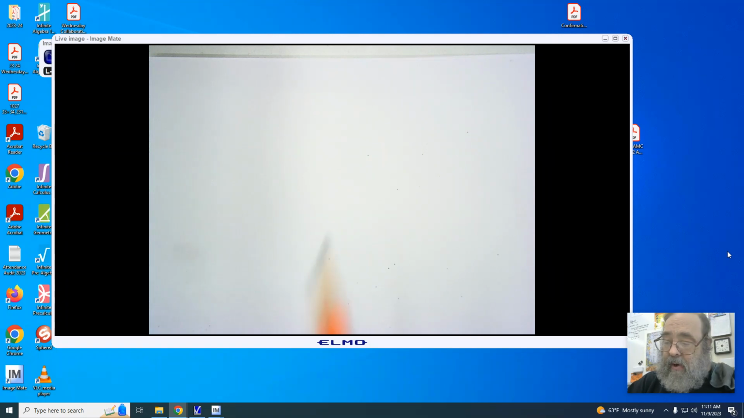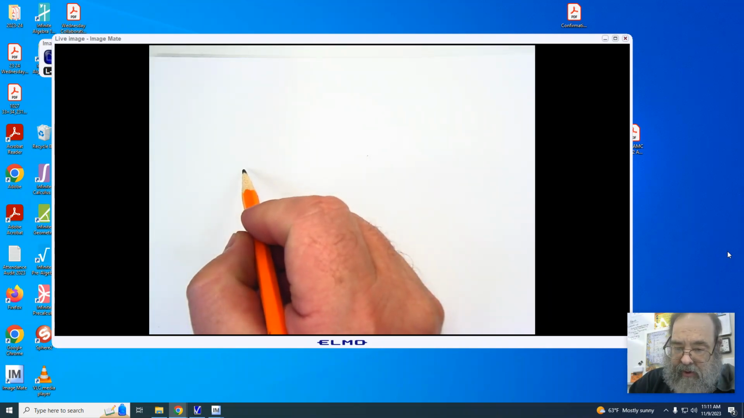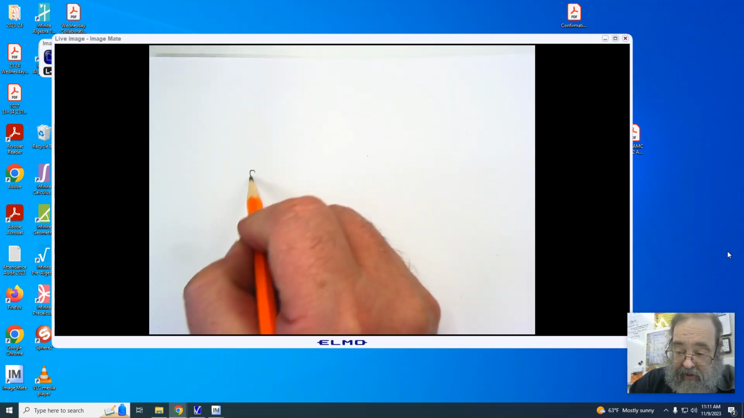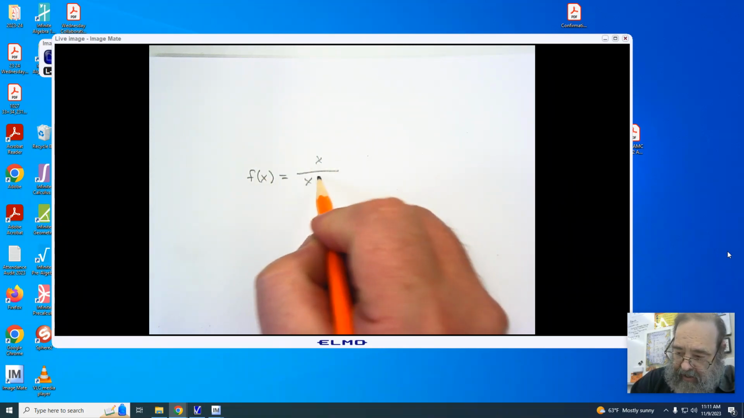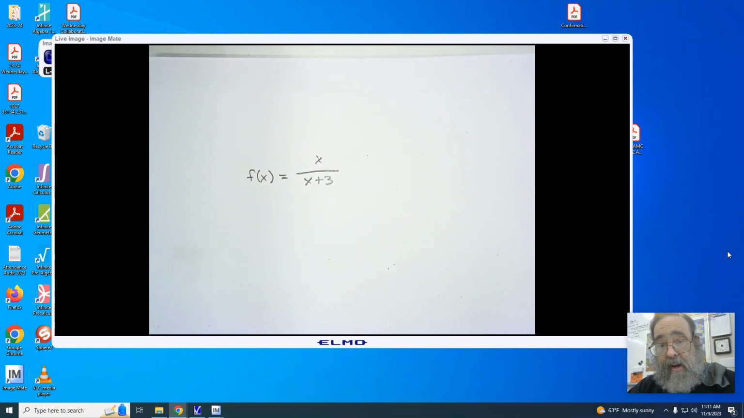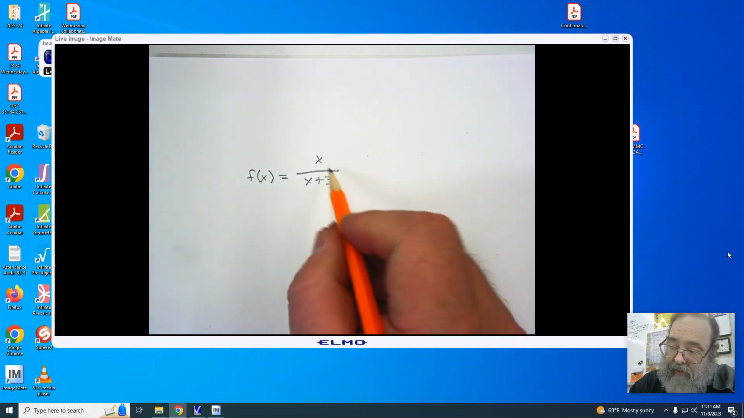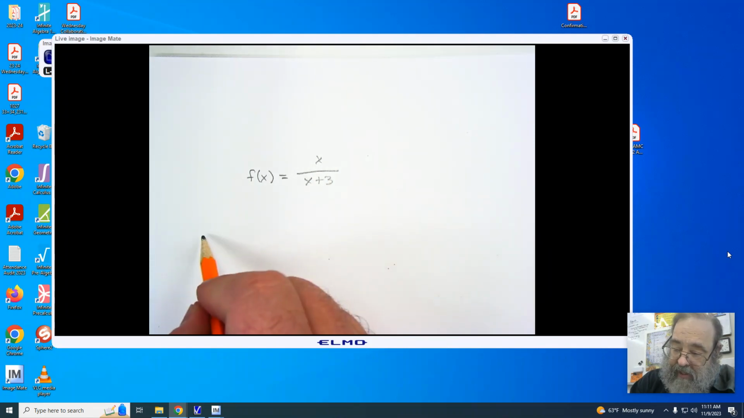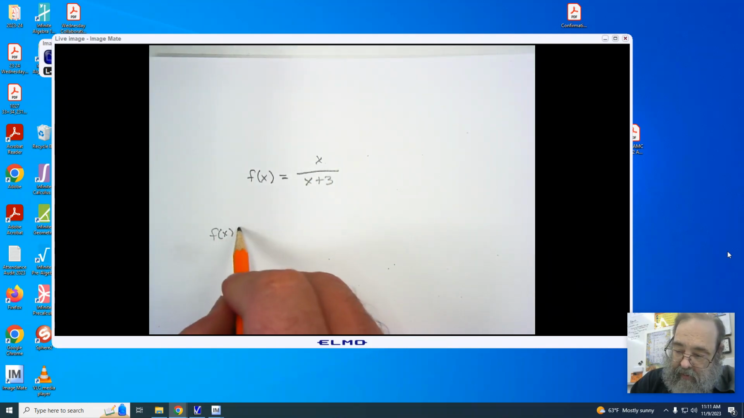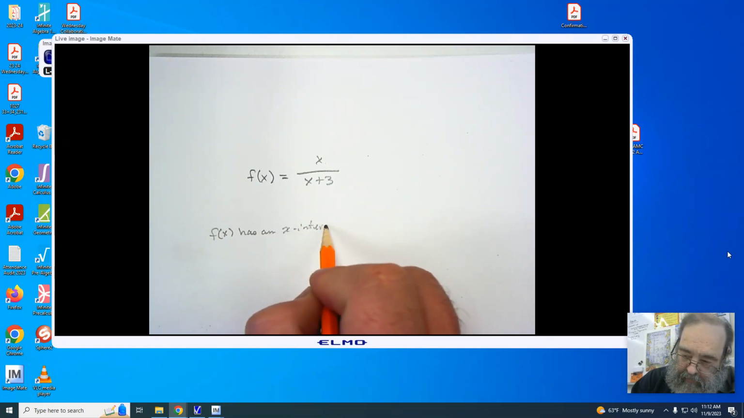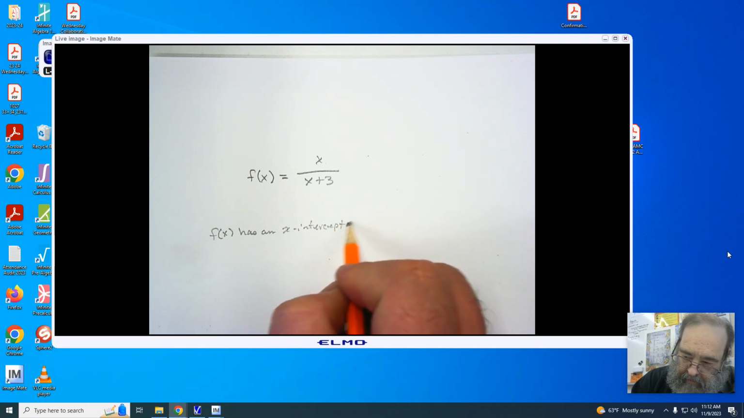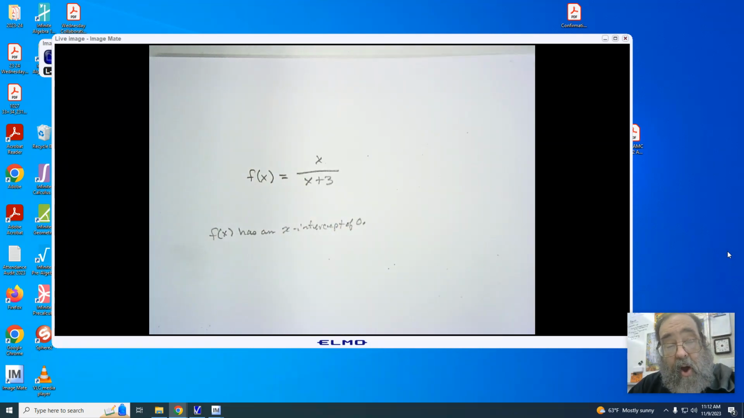All right, so let's go ahead and take a look at the first problem that I'm going to do from the material that we've been working. We're looking at x over x plus 3. Now the first piece is to find our x-intercept. The x-intercept is what's going to make the numerator equal to 0. And it's pretty clear that that will be a 0. So we can now say that f of x has an x-intercept of 0.